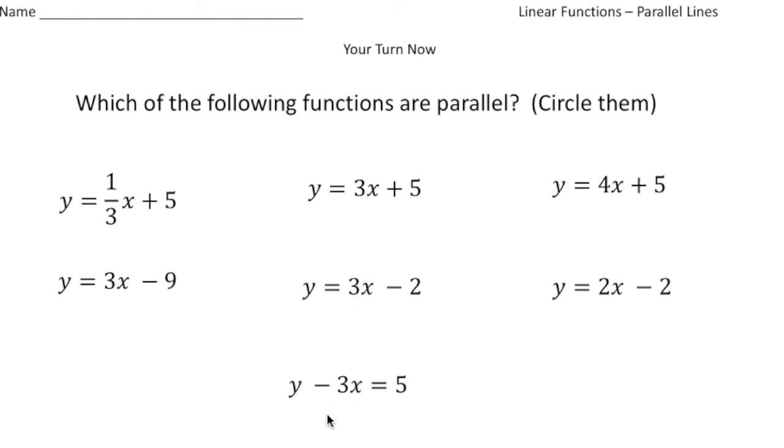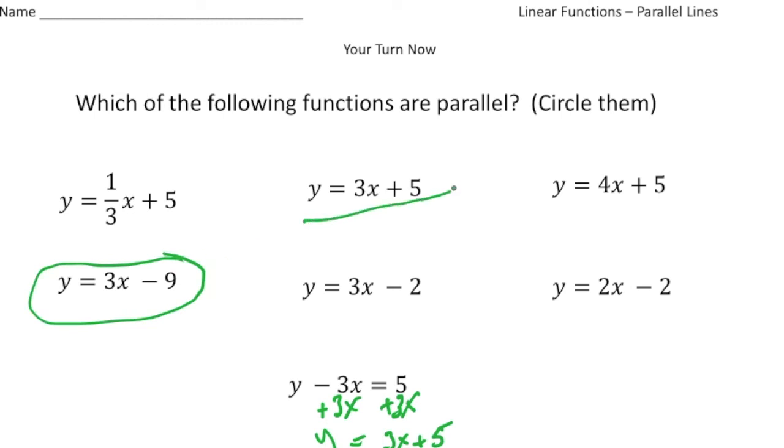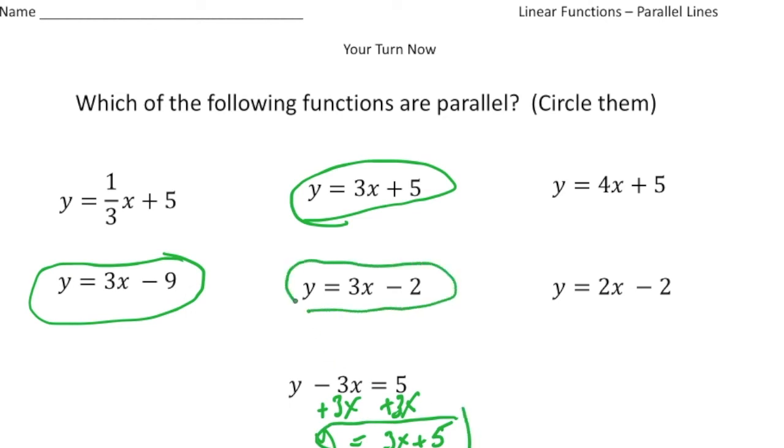This one has a slope of also 3 because I can now add 3x to both sides, and it's going to be written in slope-intercept form, right? So this is really y equals 3x plus 5. And then we have y equals 4x plus 5, so the slope is 4. And finally we have y equals 2x minus 2. So I know that this line and this line, which is actually the same as this one, and also this line, they would all be parallel because they all have a slope of 3. Alright, how'd you do?